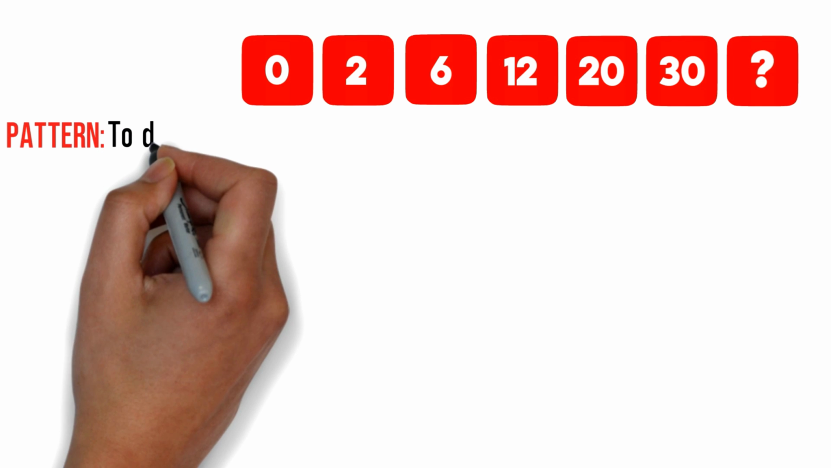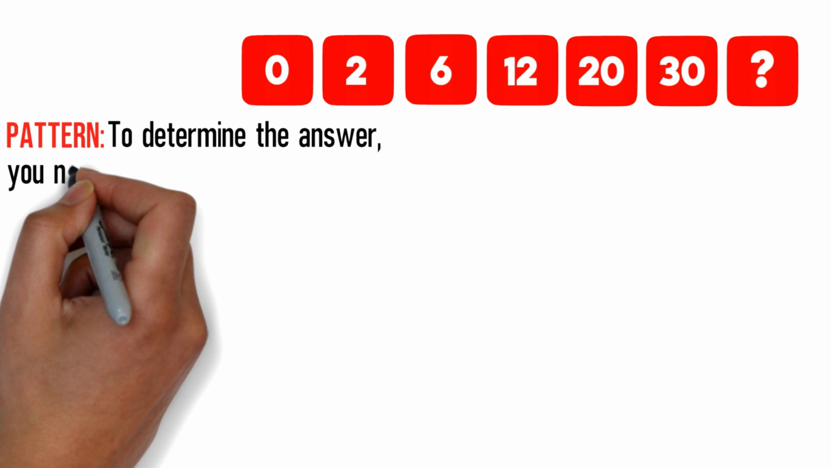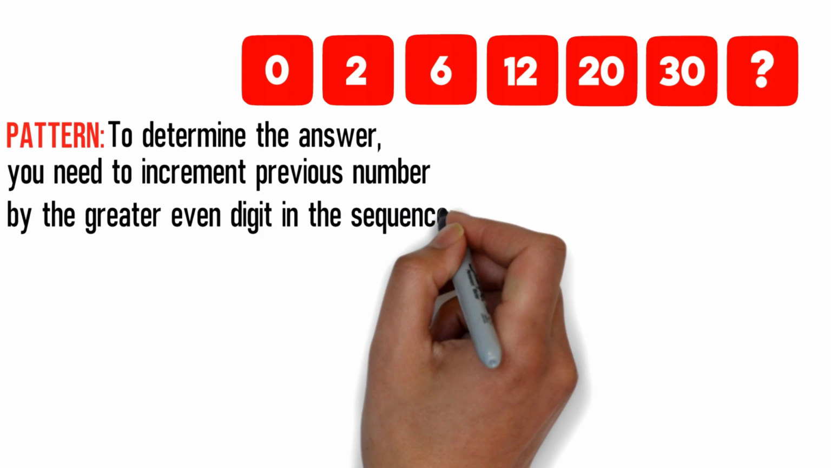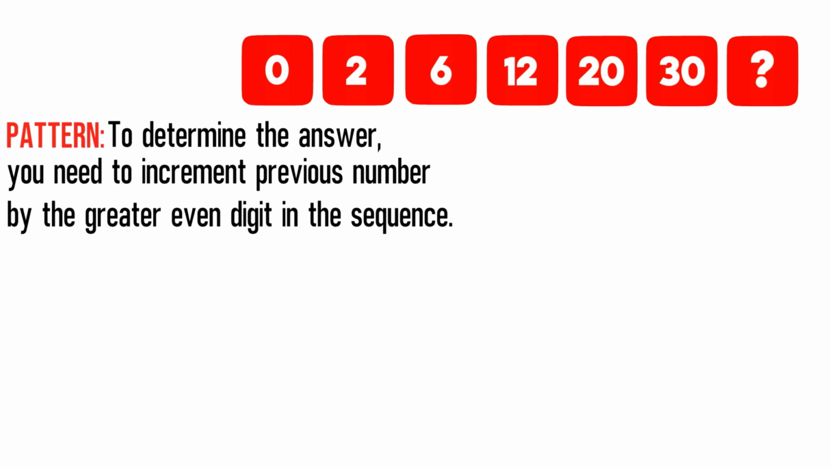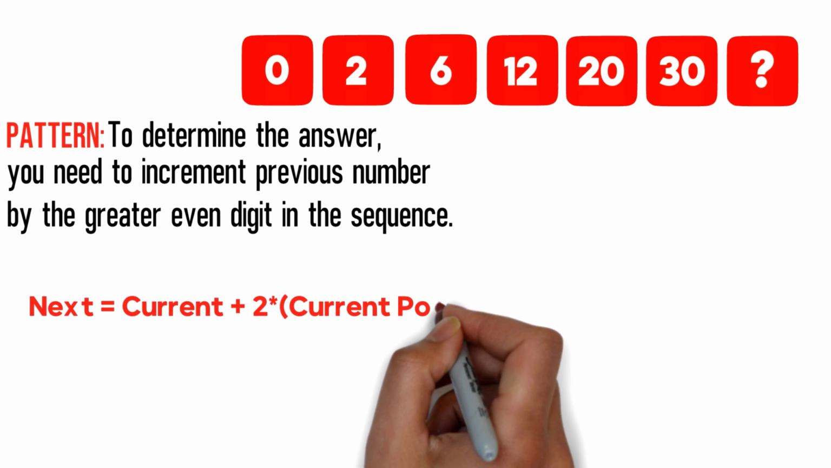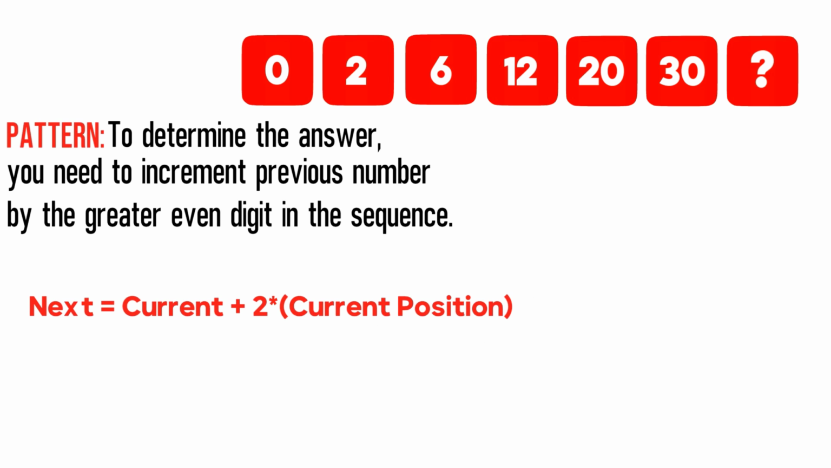As with any type of question, the key is to determine the pattern. To determine the answer in this particular case, you need to increment the previous number by the next even number in the sequence. You can even come up with the formula. In our case, the formula to determine the next number would be current number plus 2 multiplied by current position. Let's see how it works.